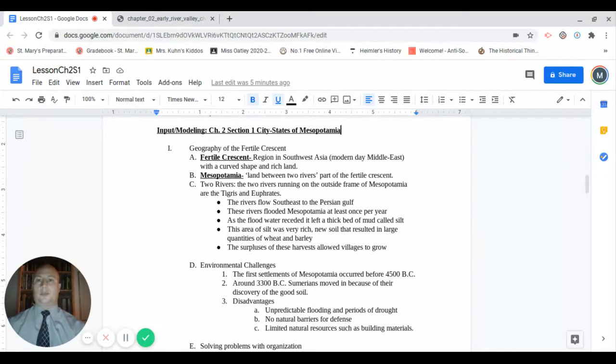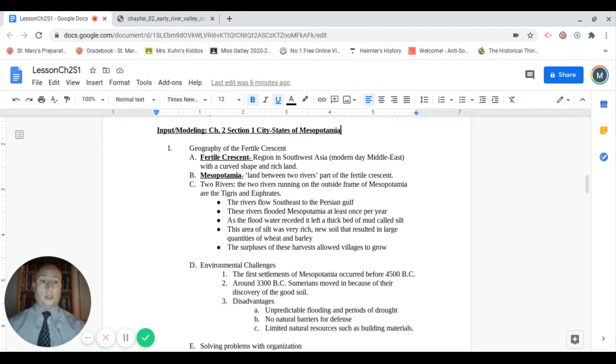Today we're going to cover Chapter 2, Section 1, which is centered on the city-states of Mesopotamia. This is the first section of Chapter 2. When you think about Chapter 2, it's about the early river valley civilizations. So we'll talk about Mesopotamia, otherwise known as Sumer. We'll talk about Egypt, China, and the Indus River Valley. Those are really the first four culture hearths where people started to originate and develop civilization.